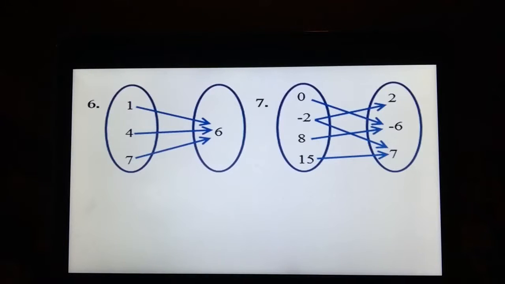Now for number 6 and 7, you're going to do the same thing as number 5. You're going to identify the domain and range, and you're going to tell me if it's a function or not. I'm going to give you guys a little bit of time to do that right now, and then we'll go over it.